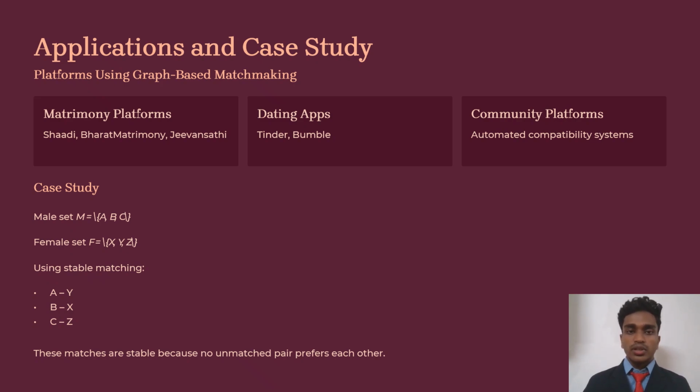Let us consider a small case study. Suppose we have three male profiles A, B, and C, and three female profiles X, Y, and Z. After applying the stable matching algorithm, the system produces matches such as A paired with Y, B paired with Z, and C paired with Z. These matches are stable because no unmatched pair prefers each other more than their assigned partners.